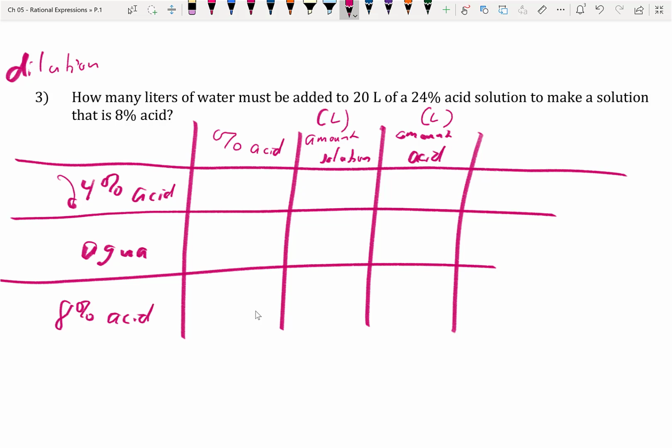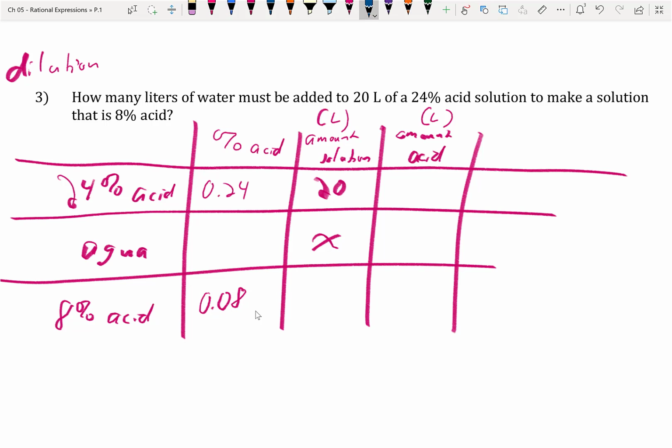We're going to add it to 20 liters. That's okay. We got 20 right there. A 24% acid solution is 0.24. I know that 8% acid is 0.08. Be careful with that. Not 80, but 8. I don't know how much water I'm adding, so that's going to be unknown.